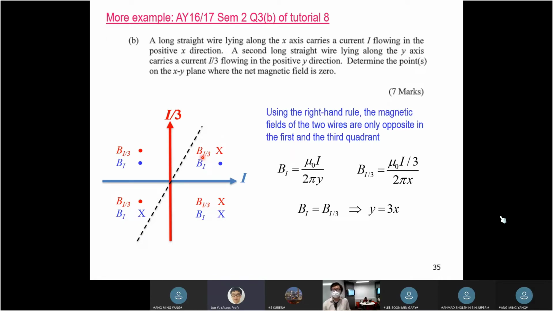Then what we do next is to find the corresponding magnitudes for BI and BI over 3. First let's look at BI for the horizontal wire. Can you tell me what this is? For example, if I have a point here, what is the distance from this point to the wire? If I have a point located here, what is the corresponding radius from that point to my horizontal axis?